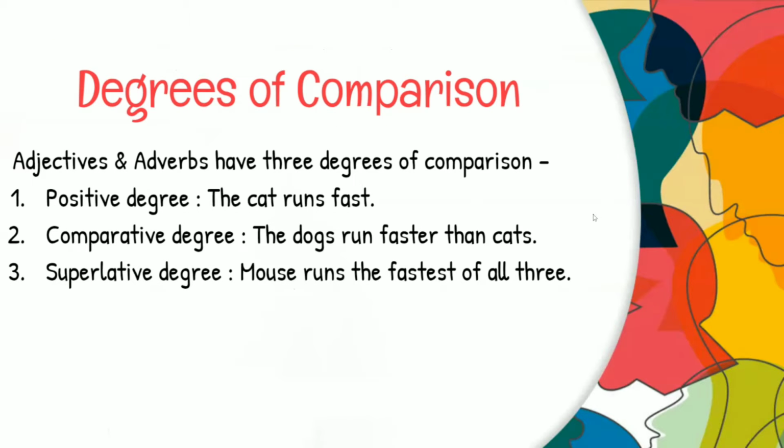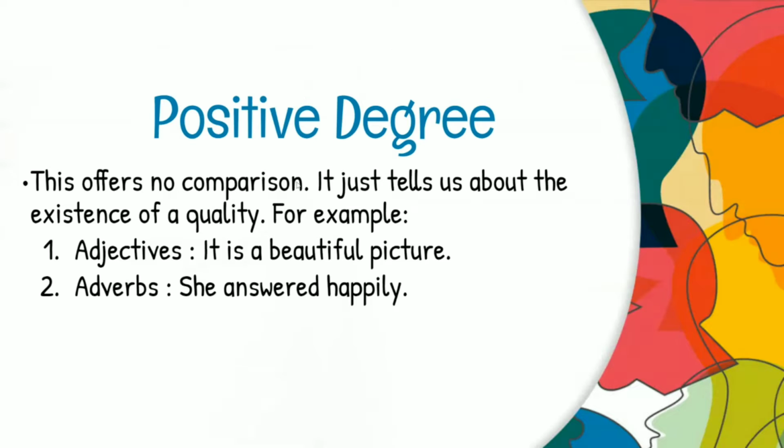Let's begin. Degrees of comparison. There are 3 degrees of comparison for both adjectives and adverbs. First one is positive degree, second is comparative degree, and the third is superlative degree. You can read the examples over here, but we will be explaining them one by one.